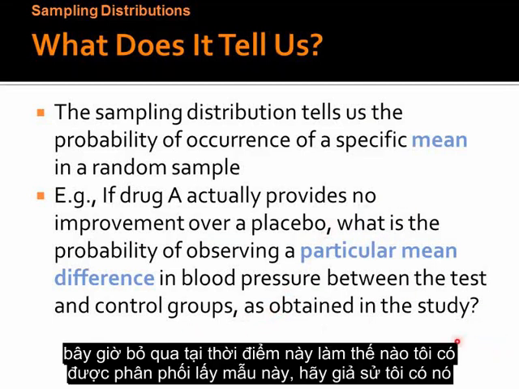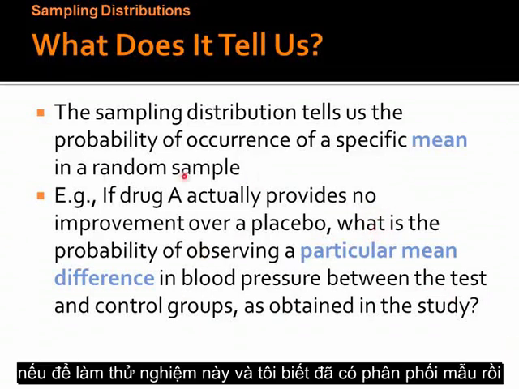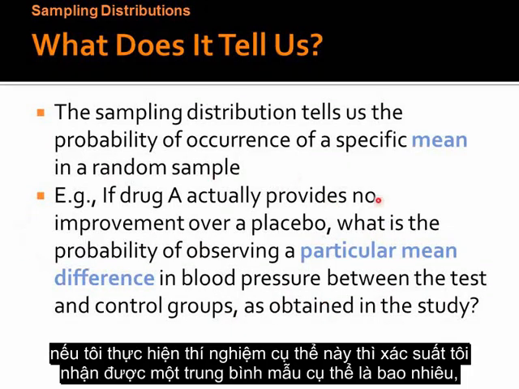Now ignore for the moment how I got this sampling distribution in the first place, right? Let's assume I have it. So assuming I have it, then I could answer the question: if I were to do this particular experiment and I know the sampling distribution already, what is the probability of me getting a particular sample mean?